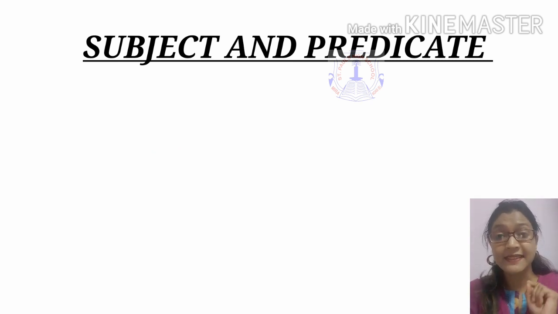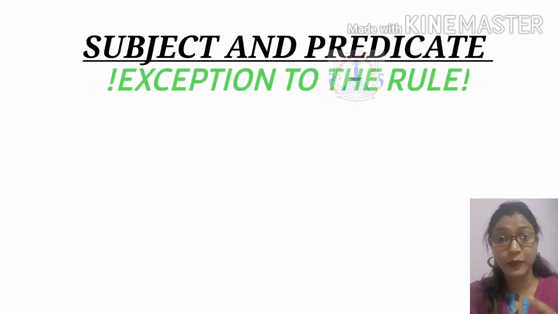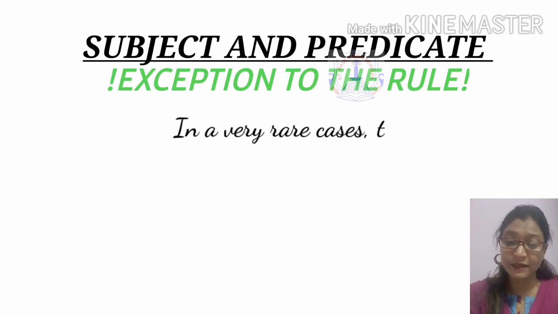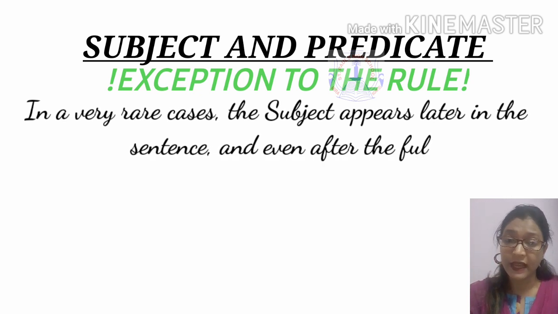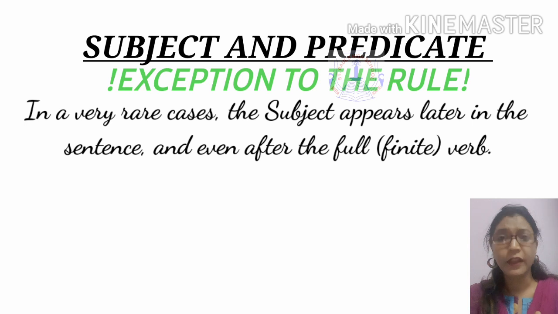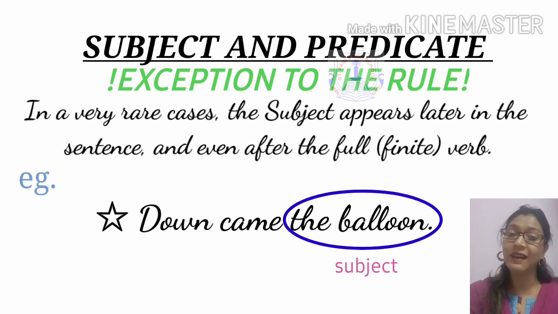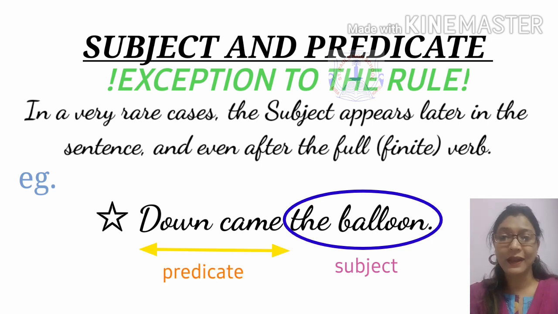Okay. Now there are some exceptions to the rule. As I've said earlier, usually the subject comes at the beginning of the sentence and before the full finite verb. Now what is an exception to the rule? In very rare cases, the subject appears later in the sentence and even after the full finite verb. For example, down came the balloon. Now here again the same rule applies. We ask the question to the verb. Now which is the verb here? Came. So what came down? The balloon. So the balloon becomes your subject, which is coming after the finite verb. And down came becomes your predicate.